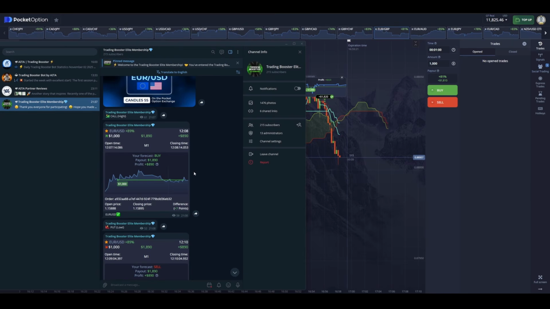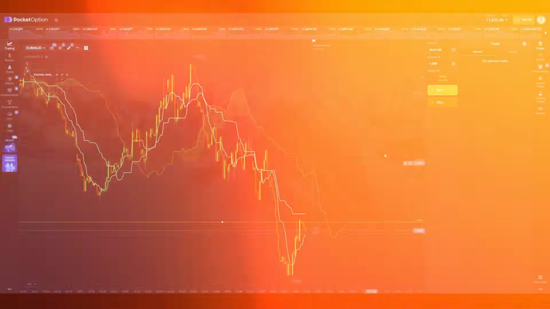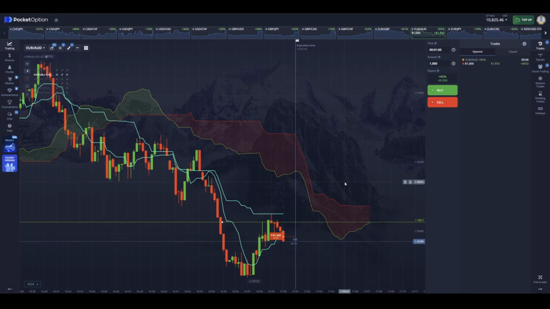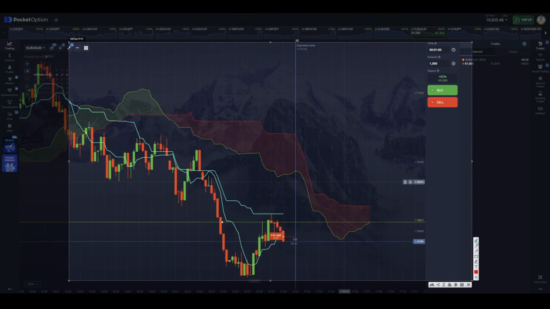Now, let's move on. The next currency pair is Euro to Australian dollar. Here, I open a sell trade. Let's break down why I did that. The cloud is red, which means it's a signal to go short. Where's the entry point? At the moment I opened the trade, the price was between the blue lines, so I opened a sell trade from here.